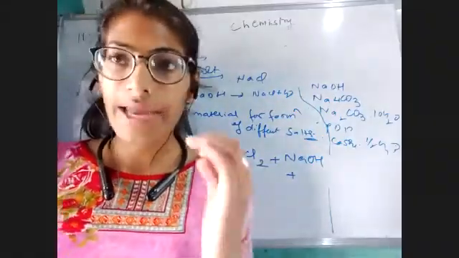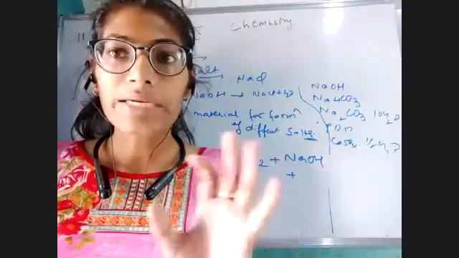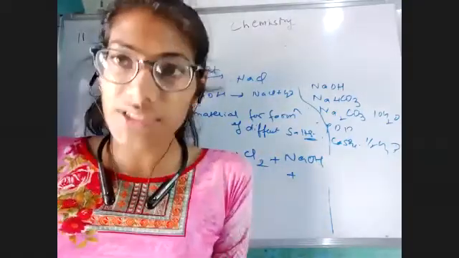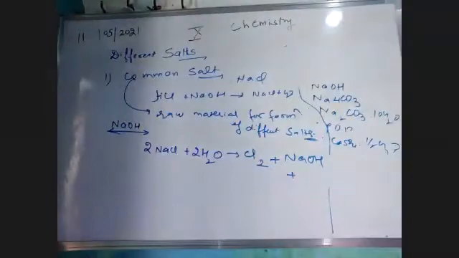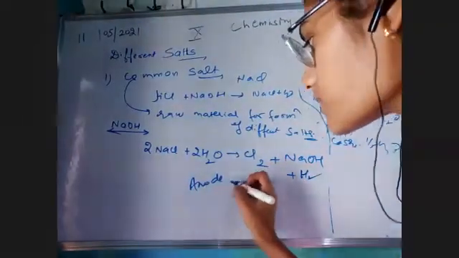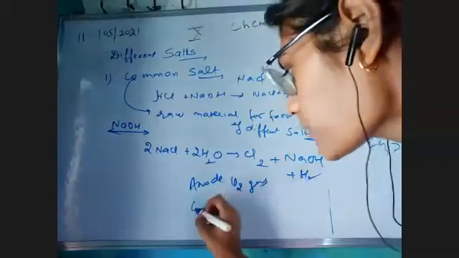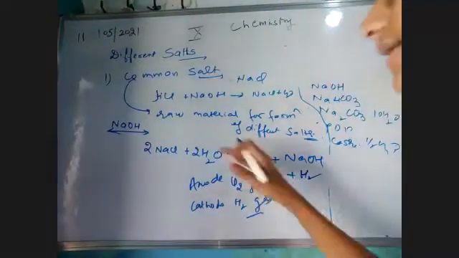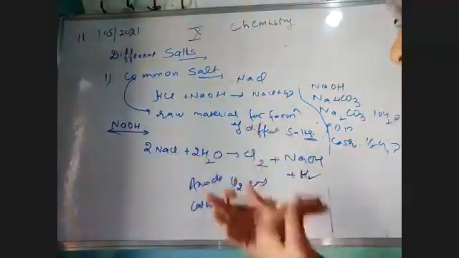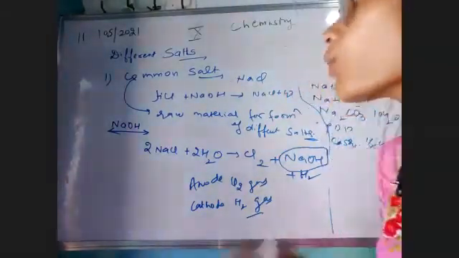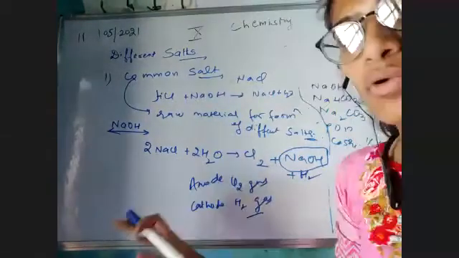You have studied that anode is the one which has the negative charge. And if I'm talking about the cathode, it is the one which has the positive charge. Now, on the basis of anode and cathode, we can say that on anode, the chlorine gas would be passed, and on cathode, the H2 gas would be passed. And meanwhile, the sodium chloride is getting reacted, it would make sodium hydroxide.